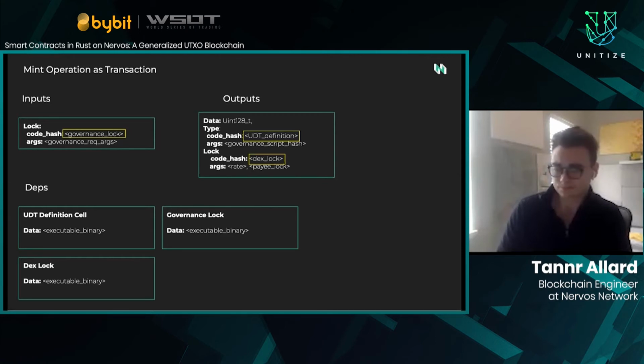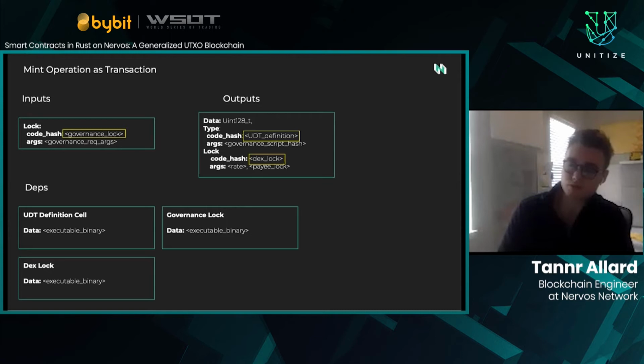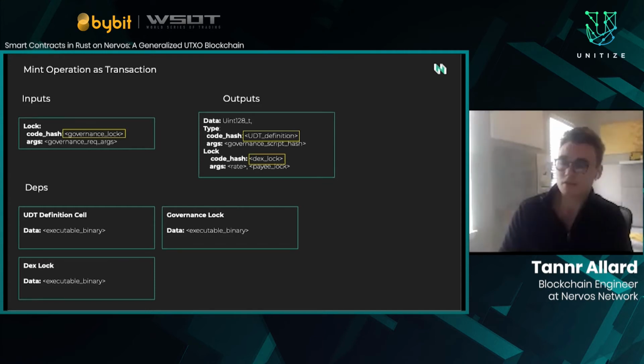And then we have the DEX lock, which is what we'll be coding, and the token, the UDT definition cell, that implements the verification code for the user-defined token standard. We could write it ourselves, or we could use what's already deployed on chain, which is what we'll do.